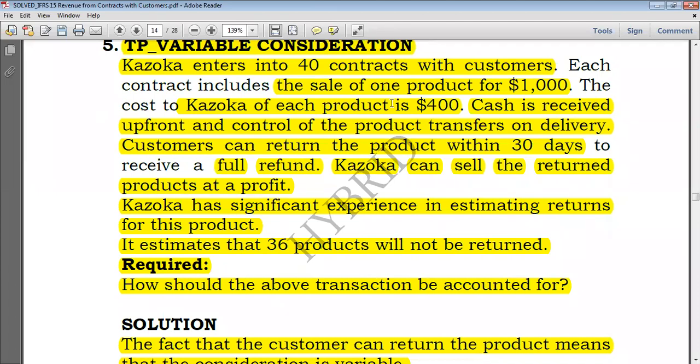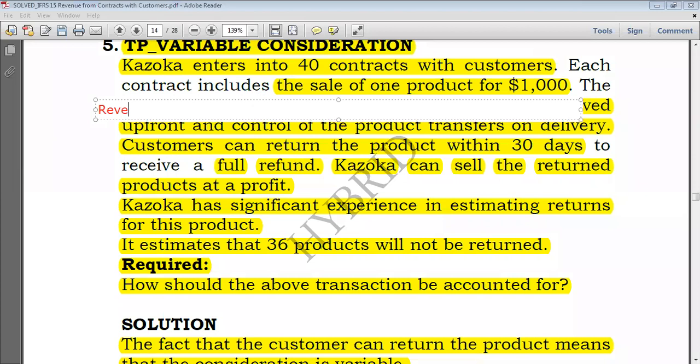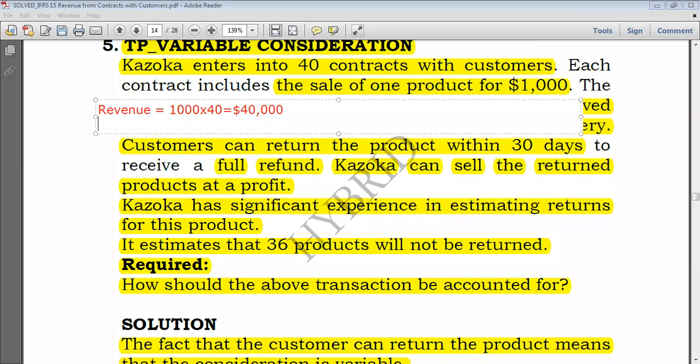So presume that you would sell all the products. So the total revenue would actually be 1,000 per unit times 40 contracts, giving you a total of $40,000. And then you know that the cost of sale, the products were costing 400, but actually you sold 40 of them. So multiplying this, you would end up with $16,000, just like this. So it would be just like this and everything would be fine.